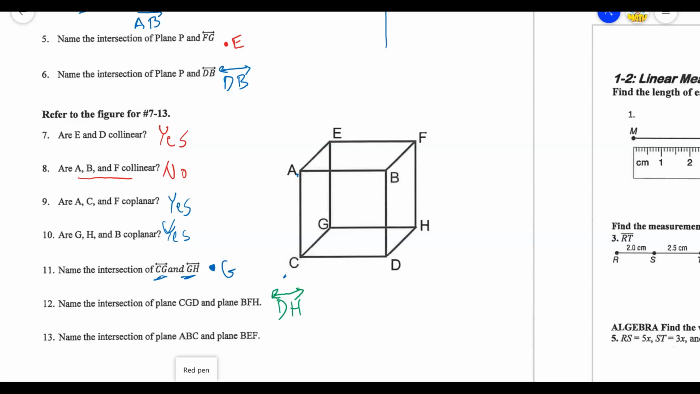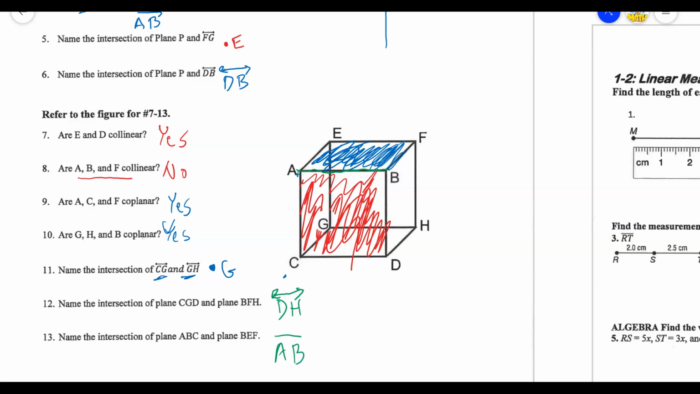We have plane ABC, which is just this front face of the cube. Shade that in. That's plane ABC. Let's try not to lose sight of G back there so we can see in case we need him for something. And then BEF. Where's BEF? That's sort of the top of this box. Okay, so where do those 2 planes intersect? Hopefully we said they intersect there at line AB.